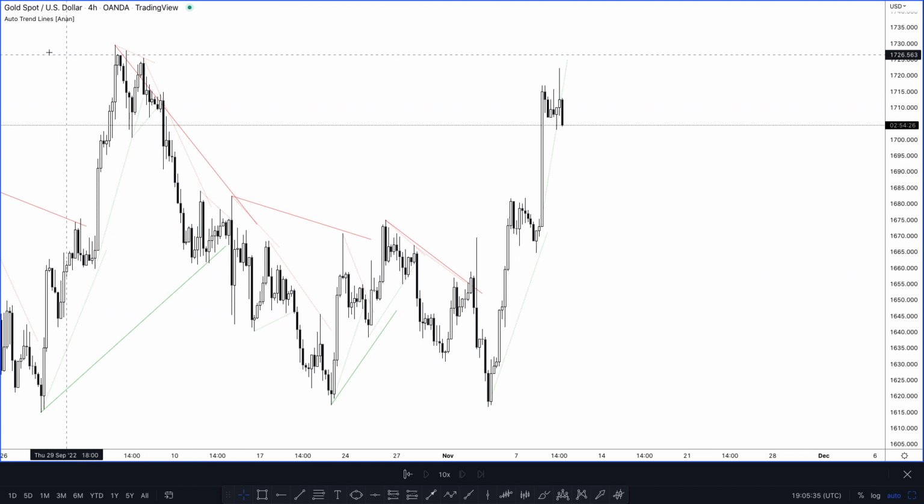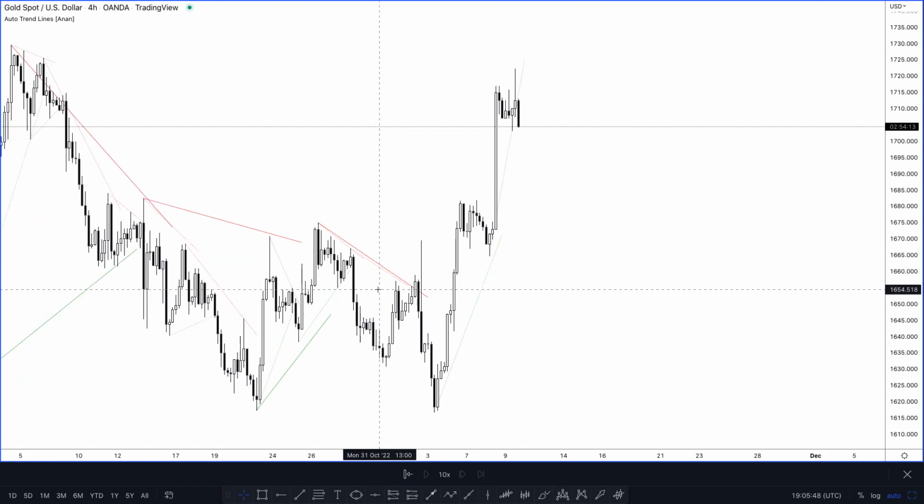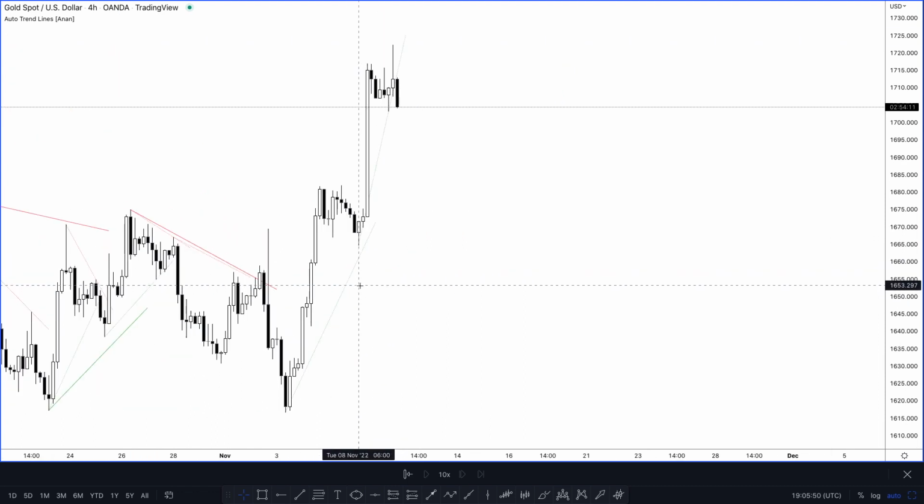Okay, so first what you want to do is add the Auto Trend Lines tool. To make it very quick and simple for you, this will be in the description of the video, and then you can add it to your favorites on TradingView. We just want to look for how we're going to be able to catch trade setups on a day-to-day basis.